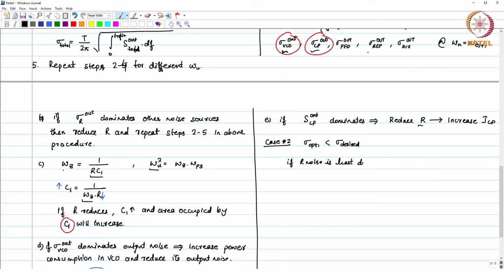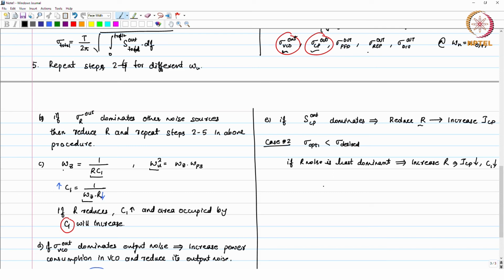So, let us say if resistor noise is least dominant, then in that particular case what you do is you increase R. If you increase R, what will happen is your ICP will reduce, your C1 will also reduce by the way, and by reducing ICP your power consumption will actually reduce in the PLL, and you can approach the sigma desired. You are actually increasing noise at the expense of lesser power consumption. So, for a power optimized design for the desired jitter value, you have to do this iteratively till the time you meet your jitter requirements with the minimum amount of power consumption.